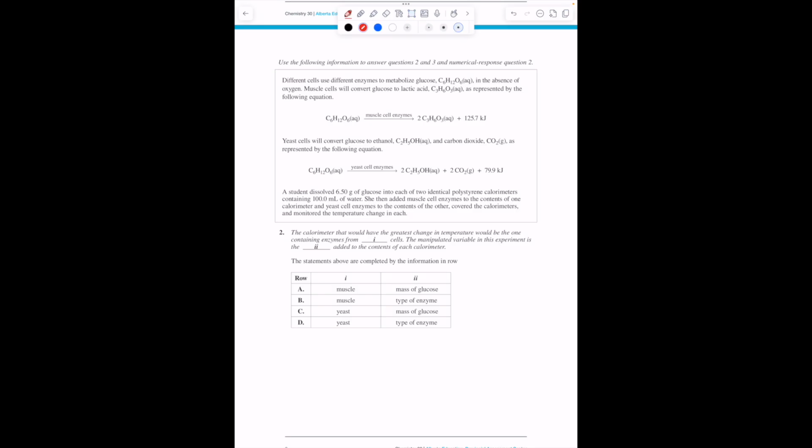What's going on here is they want to know which calorimeter would have the greatest change in temperature, the one containing enzymes from. If you remember, we have glucose with muscle cell enzymes, and glucose exposed to yeast cell enzymes. The key here is the temperature, and the one that rises in temperature more is the one that gives off the greater amount of energy. It's exothermic because it's on the product side. So muscle cells have to be that part of the answer.